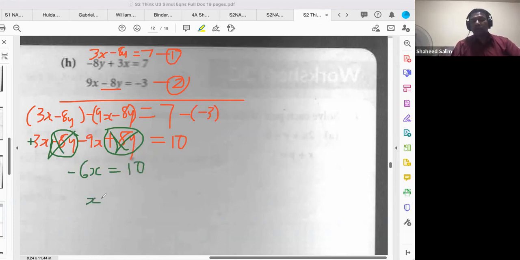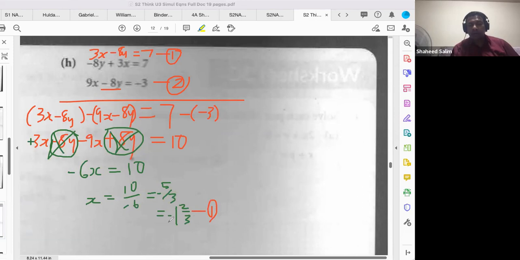x equals 10 divided by negative 6. You can reduce it: 5 divided by 3, so x equals negative 5 over 3. So what do you do next? Substitute this new equation, the value of x, down here. We call this x equals negative 5 over 3 equation 3. So, substitute.